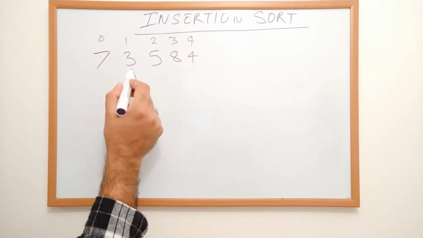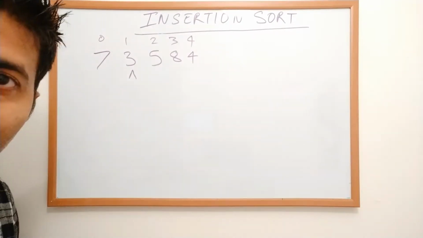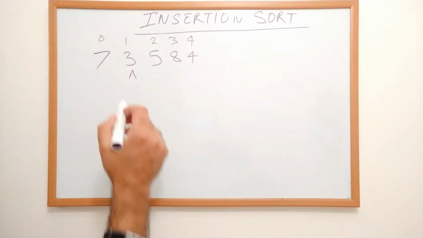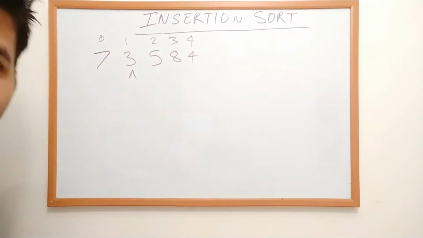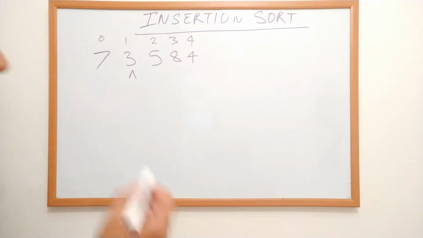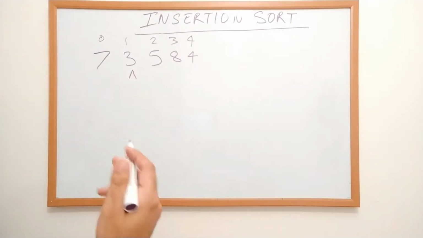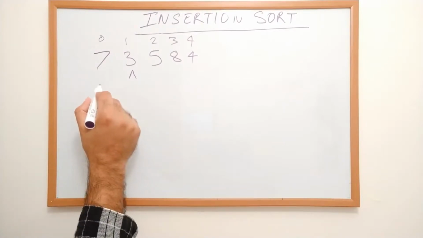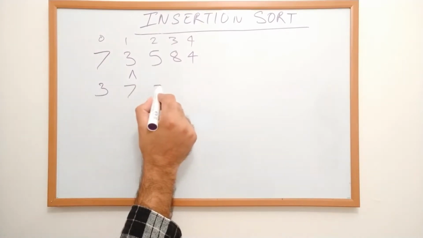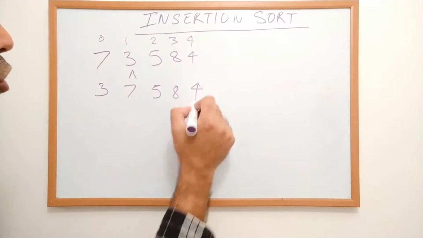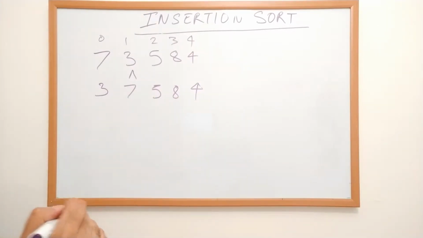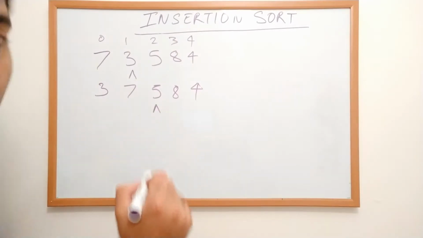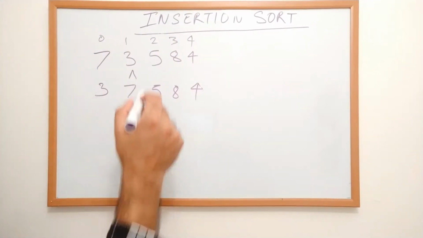So when we compare 3 with 7, which is the only number to its left, 3 is definitely less than 7. So we can just swap these two numbers. The new list will become 3, 7, 5, 8 and 4, and now you can see that the marker should move to the next number, which is 5.